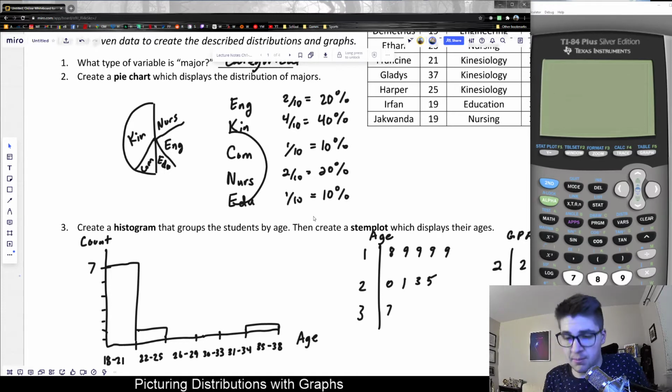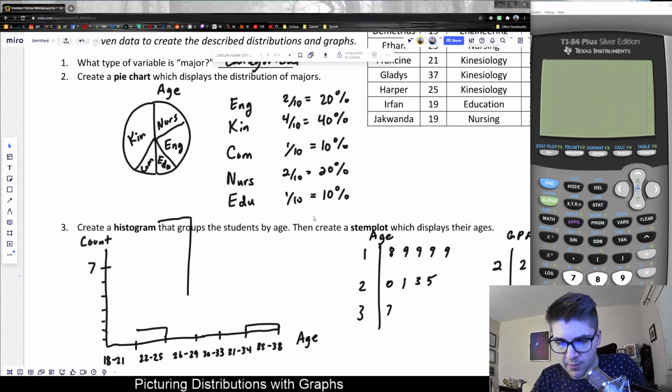Oops, did not mean to do that. Get back there. Circle's trying to run away. Okay, age. Okay, let's get back to the time plot. There we go, moving things again.